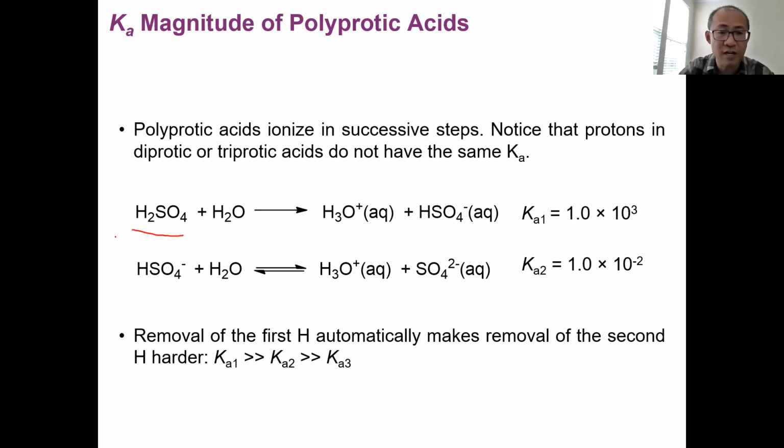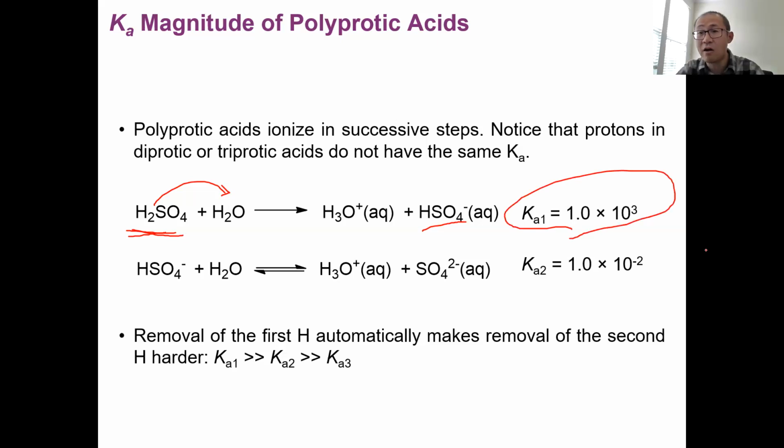The first proton is donated to water, of course. The acid becomes its conjugate base. The Ka is fairly big. The Ka is 1,000. A Ka of 1,000 means 1,000 product over 1 reactant. It means the reaction basically goes to completion. You can see that for the first step, we even use a single arrow.